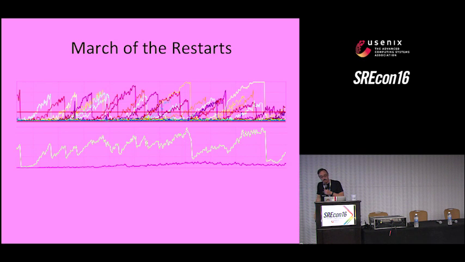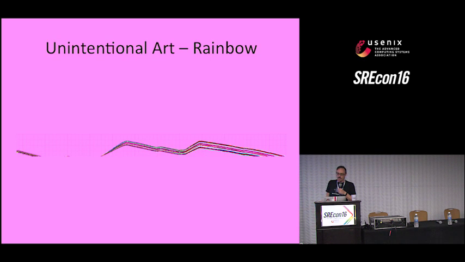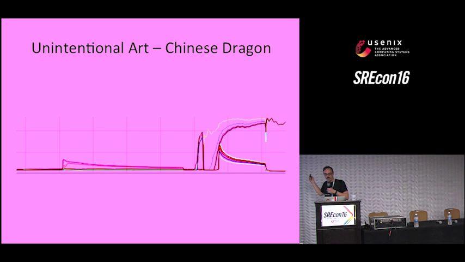So I thought that was kind of cool. I posted a lot of unintentional art. This is actually a Kafka max lag graph, but I posted it because it looked kind of like a rainbow. This one reminded me of a Chinese dragon. I have no idea what this actually is. It just kind of looked cool.